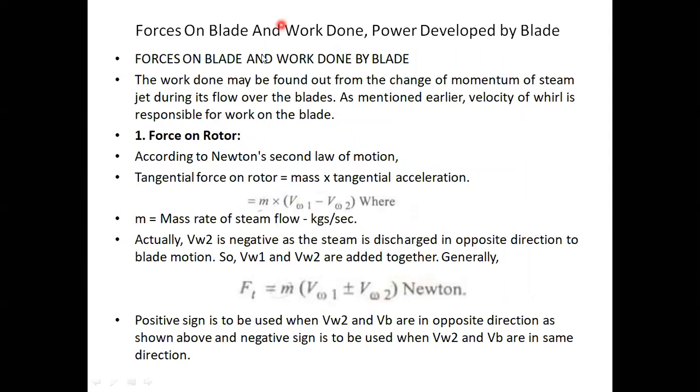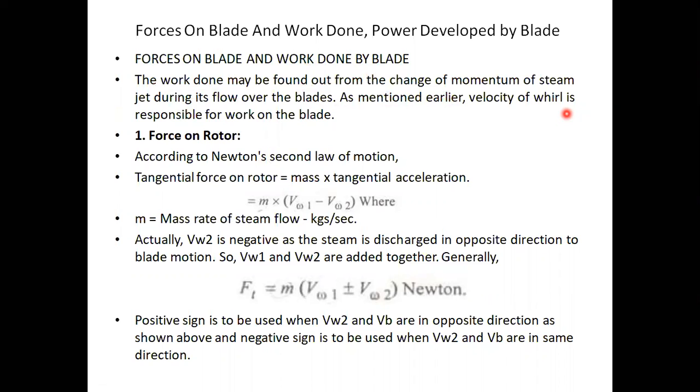Now, force on blades and work done, power developed by blade. So force on blade and work done by blade. The work done may be found out from the change of momentum of the steam jet during the flow over the blade. As mentioned earlier, velocity of wheel is responsible for the work of the blade.